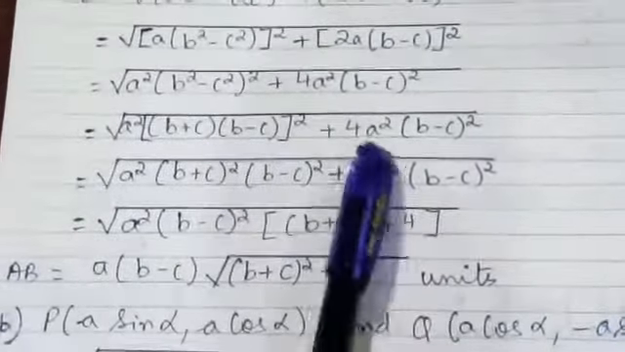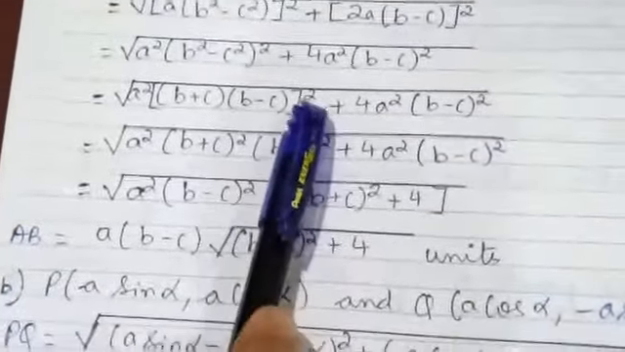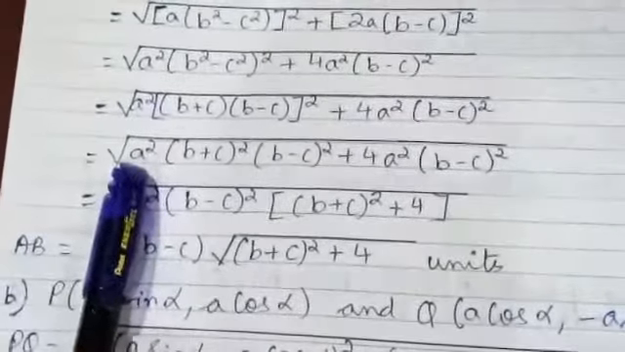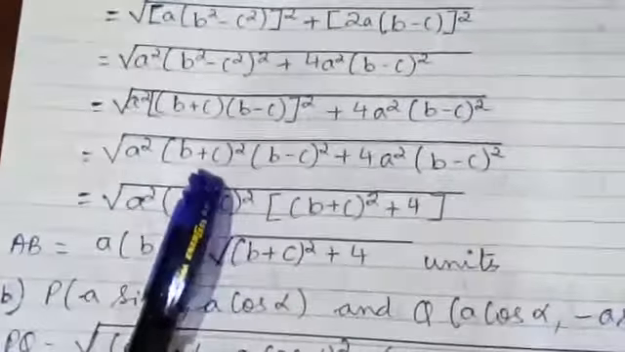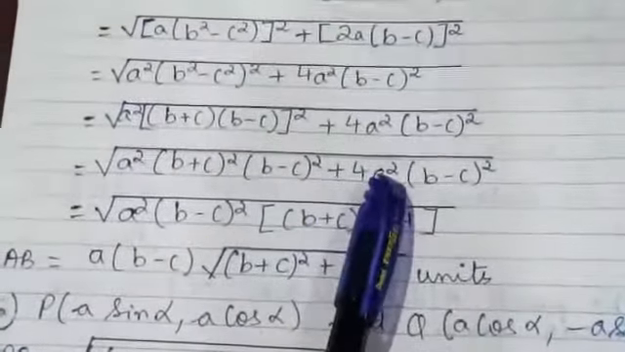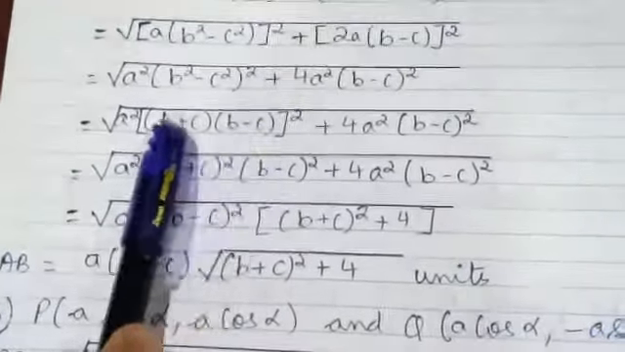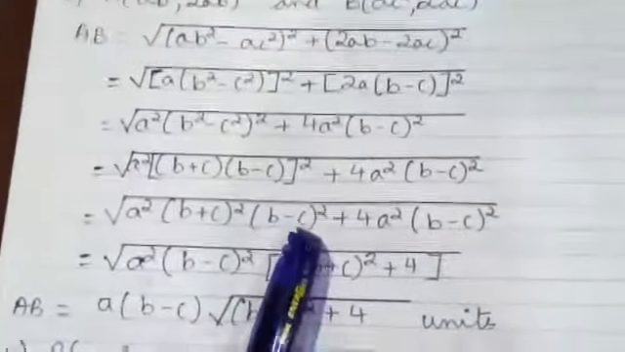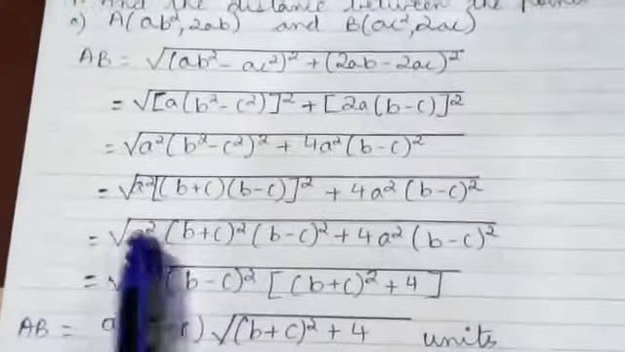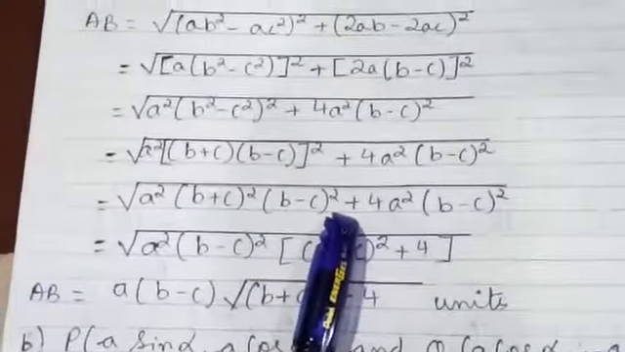Now we have two expressions. Before that, I think we need to apply this power 2 to both the terms here. So we have a², (b plus c) the whole square, (b minus c) the whole square, plus 4a² (b minus c) the whole square. Just apply the power 2 to both these terms inside the bracket and that gives us this step. So now we have two expressions, this one and this one connected by the plus sign.